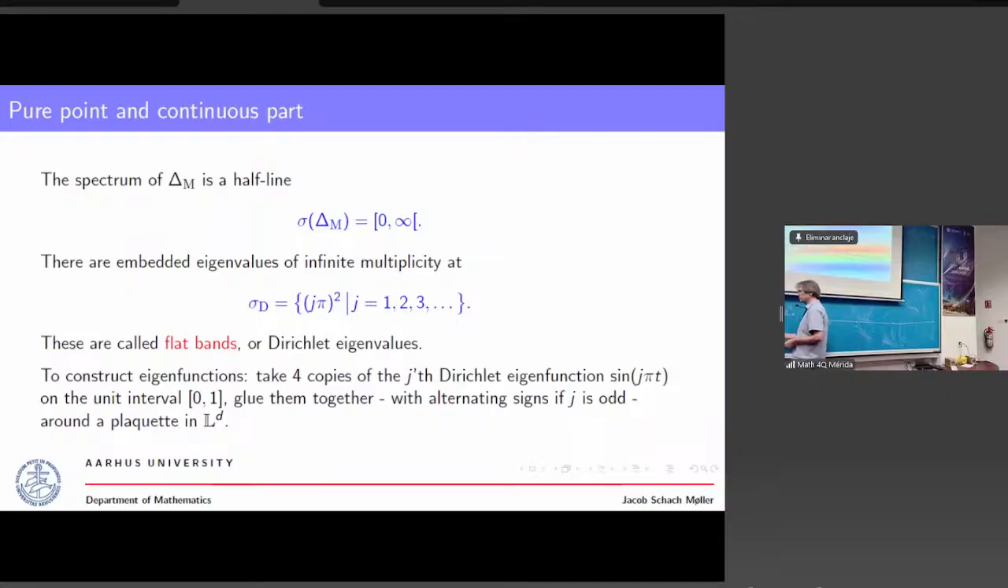So you'll get an eigenfunction corresponding to the first Dirichlet eigenvalue. And of course, you can do this around any plaquette in the lattice, and you will get an infinitely degenerate eigenvalue. And if you use higher order Dirichlet eigenfunctions, then you can get all the other ones up here. So that's how. Yeah, so 2 pi. So, okay.